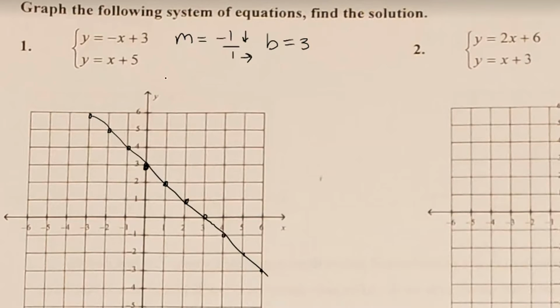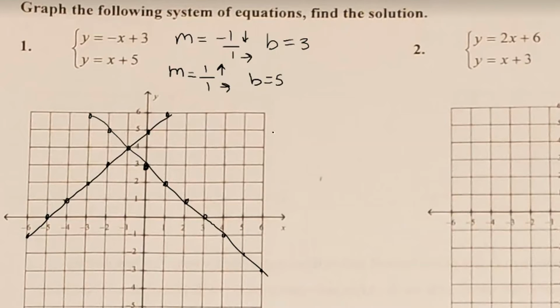For my second equation, my slope is +1/1, so I will go up and to the right. My y-intercept is 5, so I will start at 5, go up and to the right. When I'm out of space, I will go down and to the left.